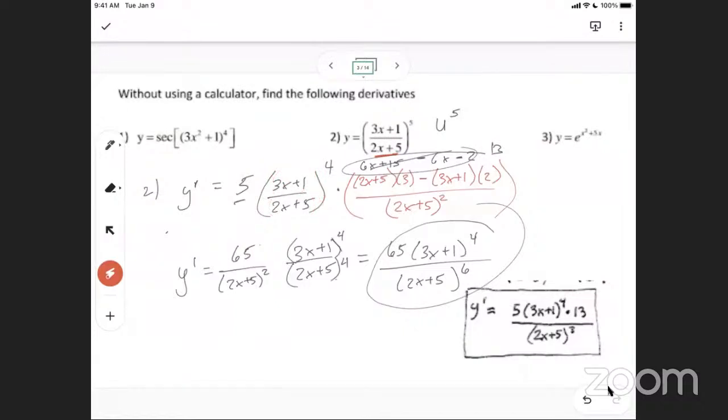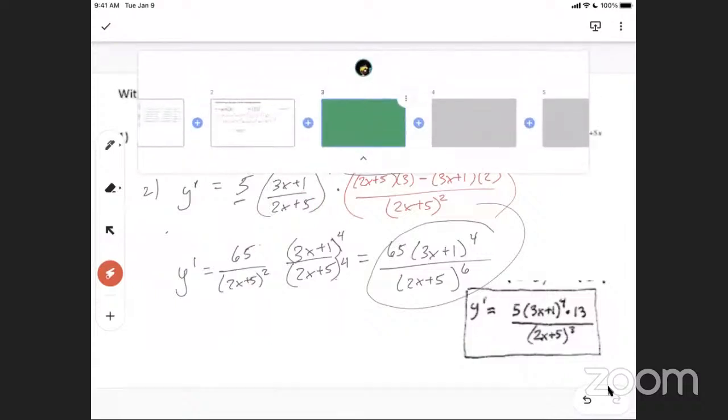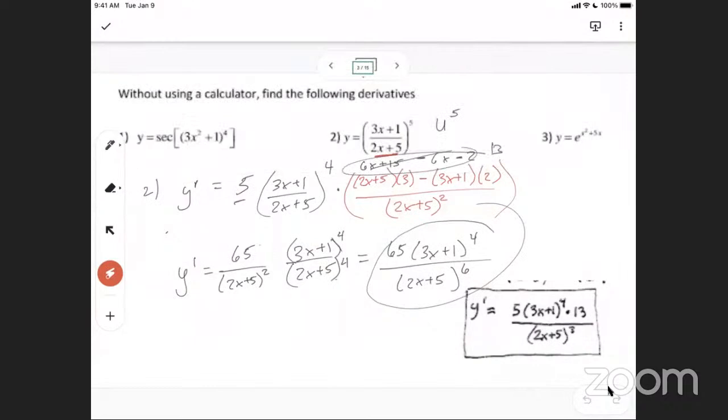So I'm pretty sure that mine is right and his is wrong. I could be wrong though, but I think so. Maybe check with him tomorrow in class. All right, let's do the last one.